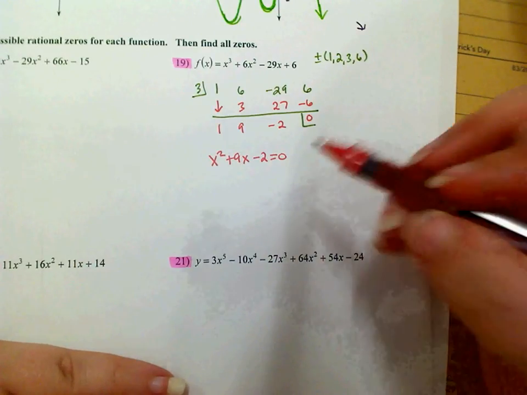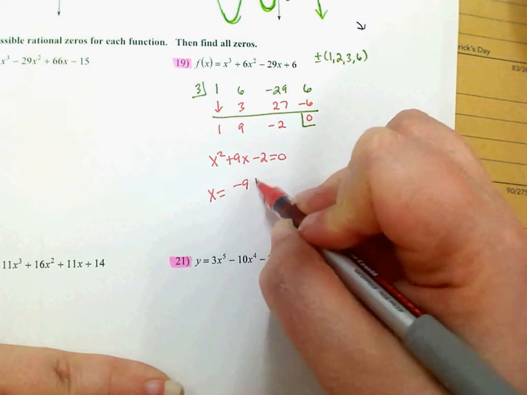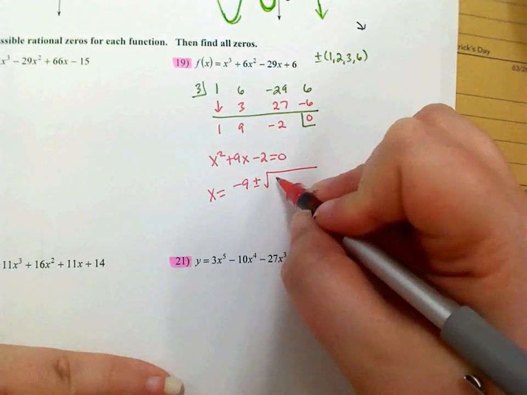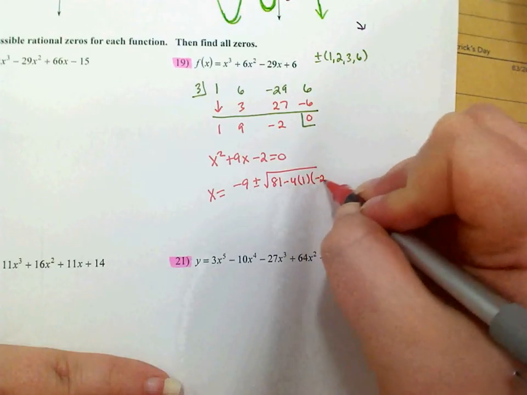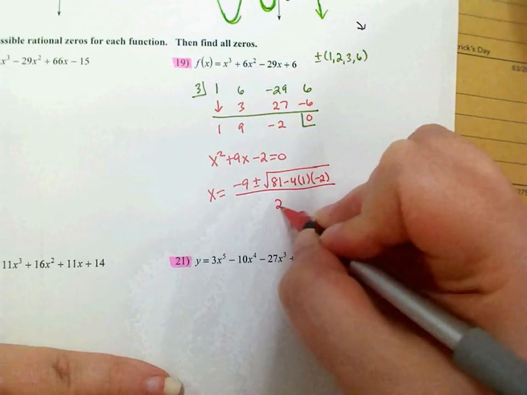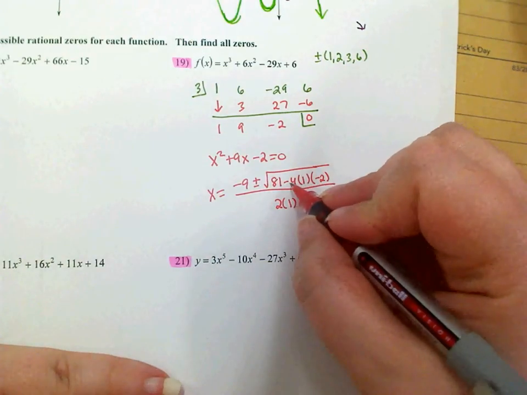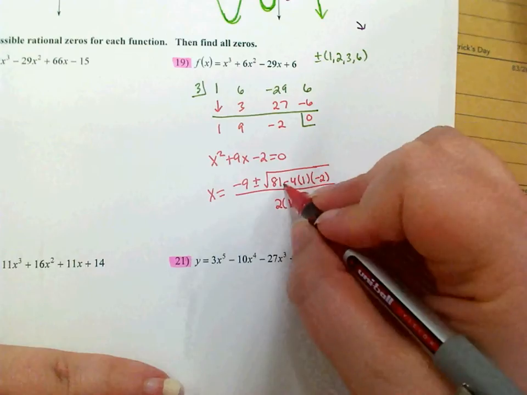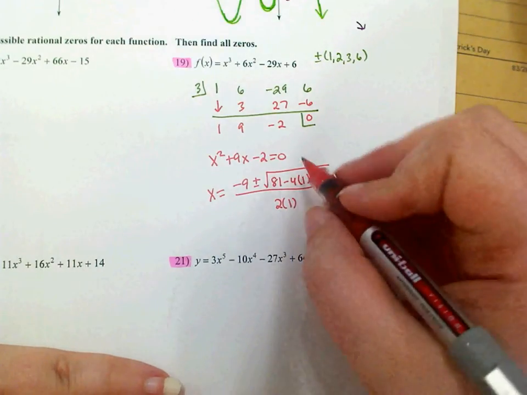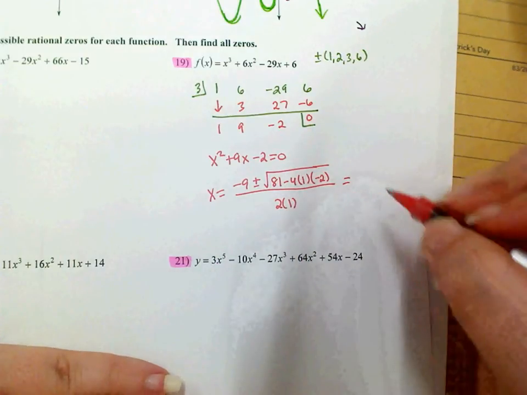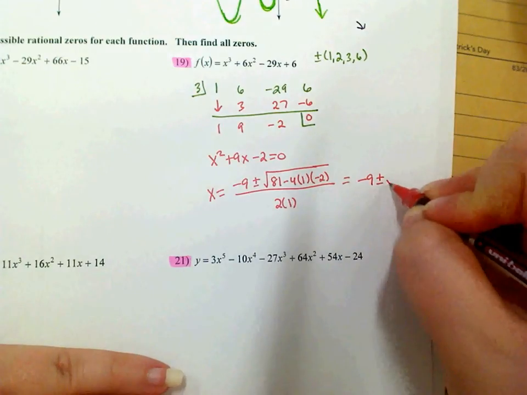X equals negative b plus or minus the square root of b squared, which is 9 squared, which is 81, minus 4 times a, which is 1, times c, which is negative 2, all over 2 times a, which is 1. Okay, and when you think about this, it's 4 times 1 times negative 2, which is negative 8. You're minusing a negative 8, or you're saying negative 4 times negative 2, which is positive 8. 81 plus 8 is 89, and 89 does not divide by any perfect squares, so negative 9 plus and minus the square root of 89 over 2. So that and 3 are my answers.